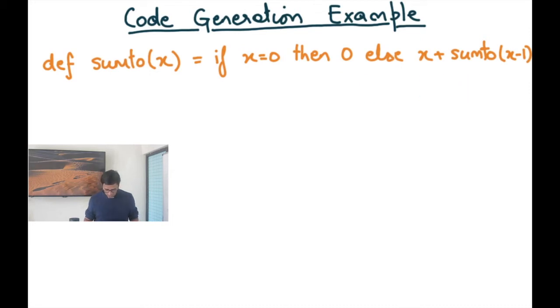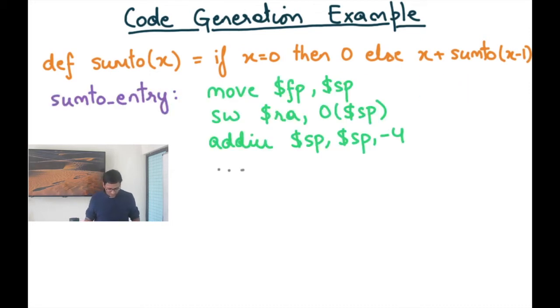Okay, so that's exactly what we're going to do. Firstly, we're going to do a label for the sum2 function. Then we say move $sp to $fp. So we initialize the frame pointer, and then we push the return address on the stack using these two instructions, store word and addiu. The next step is to generate the code for the body. So we're going to call cgen on the body.